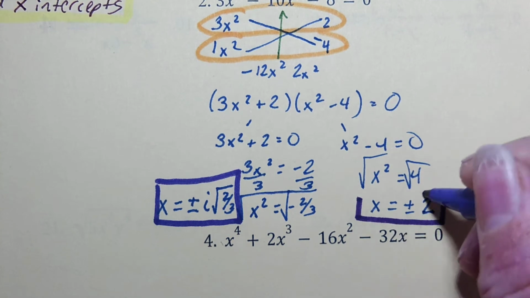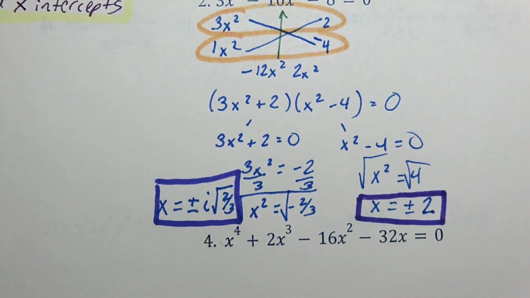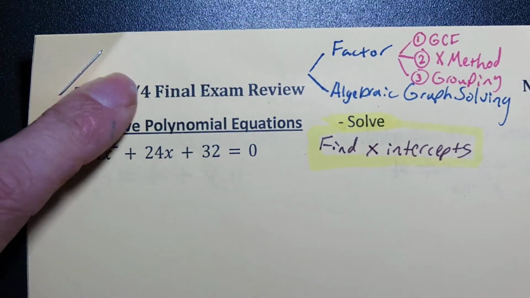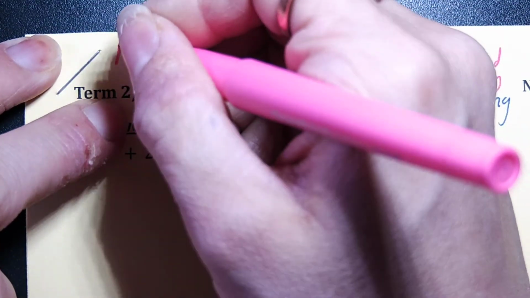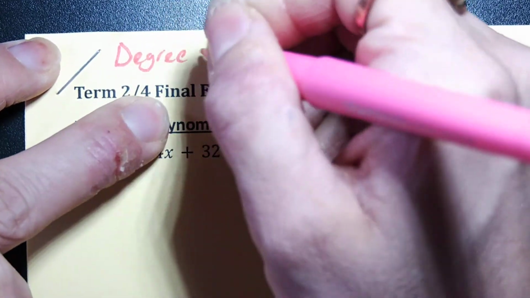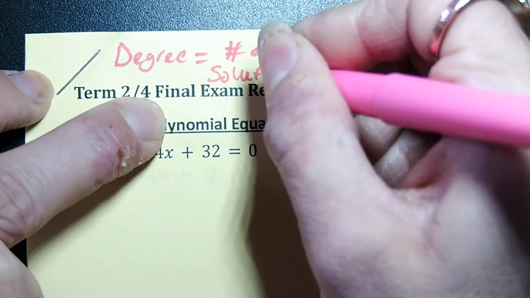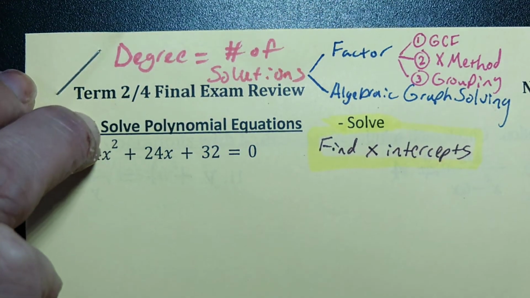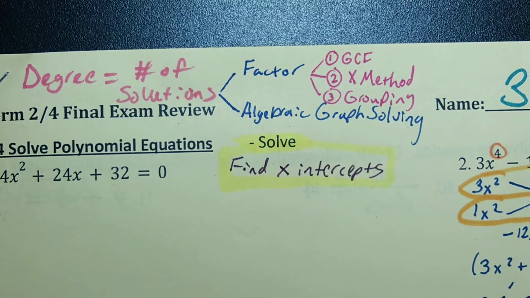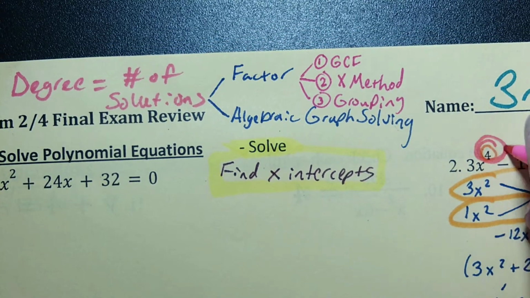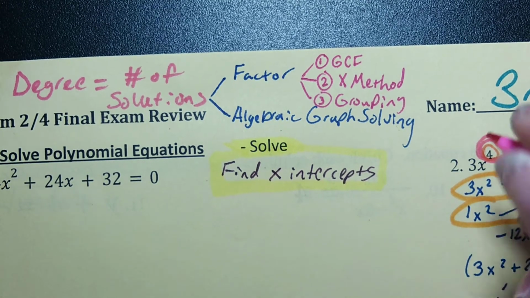So how many total solutions did we find? 4. So positive 2 is 1, negative 2 is 1. Positive i radical 2/3 is 1, negative i radical 2/3 is another. So this is the other thing that I'd like you to write up at the top, folks. Your degree, or the highest power in the polynomial, equals the number of roots or solutions. So what was the degree of our polynomial? 4. So the degree is 4. So that means I should have 4 solutions.